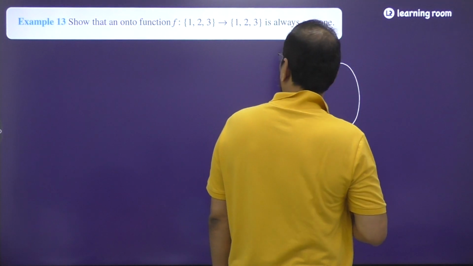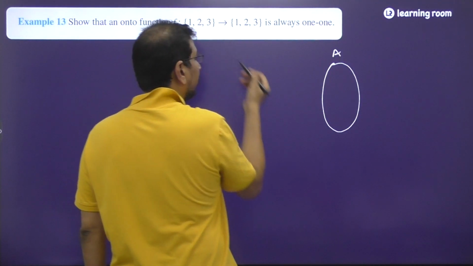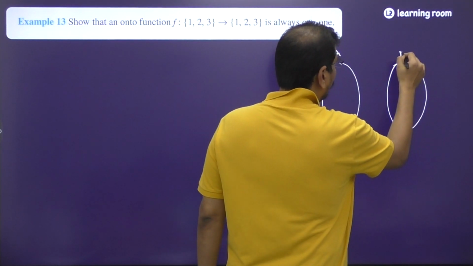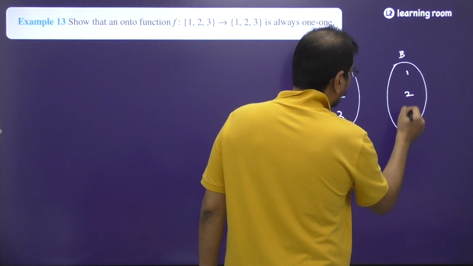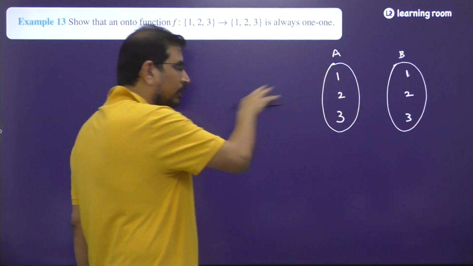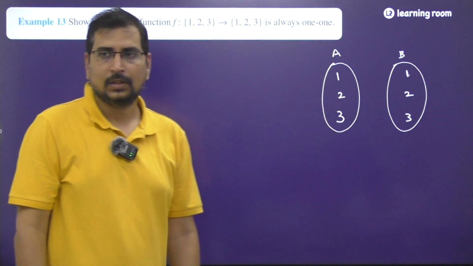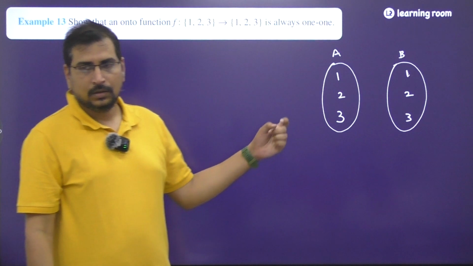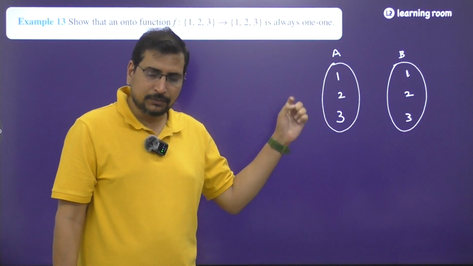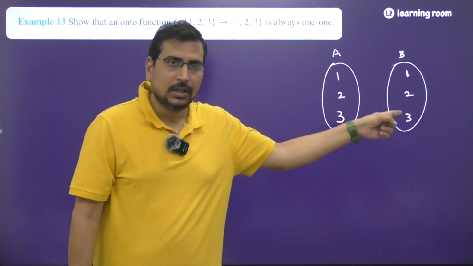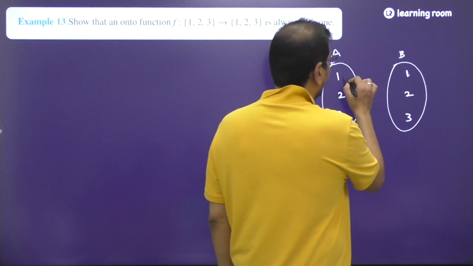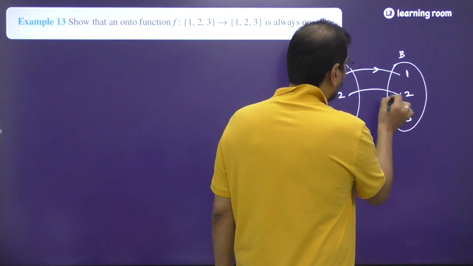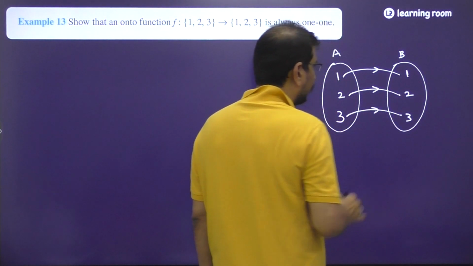I have a set A, the set A, the set B. You can define it in whatever way you want. This is 1, 2, 3. This is 1, 2, 3. So for the function defined from A to B to be 1, 1, what should happen? Each element, every element from set A should be associated to a unique element in set B. When that is happening, for instance, if I take 1 is mapped to 1, then 2 is mapped to 2 and 3 is mapped to 3.